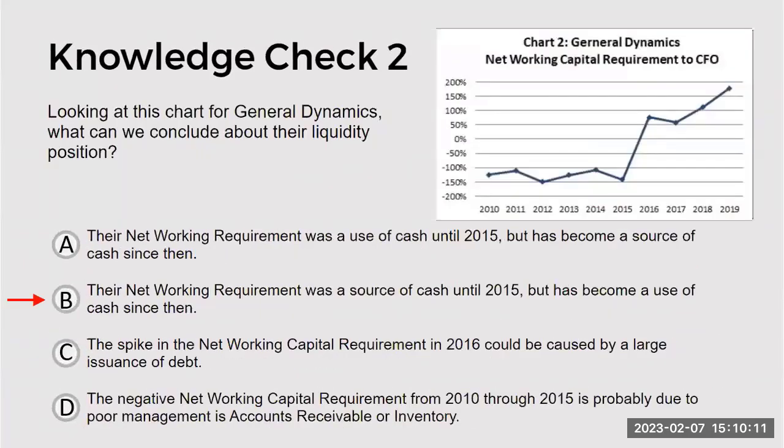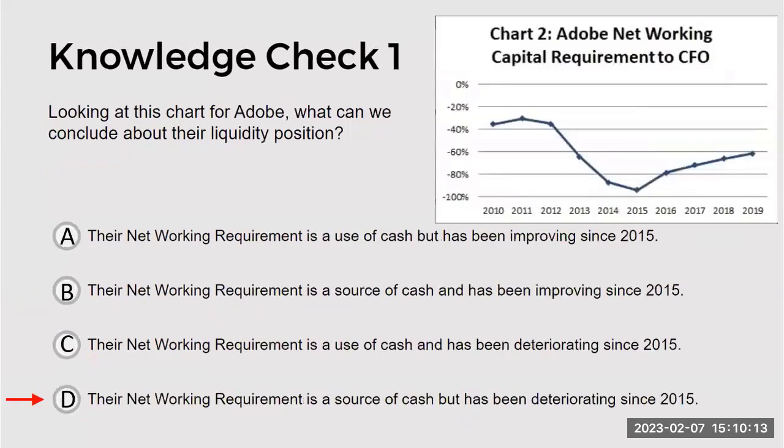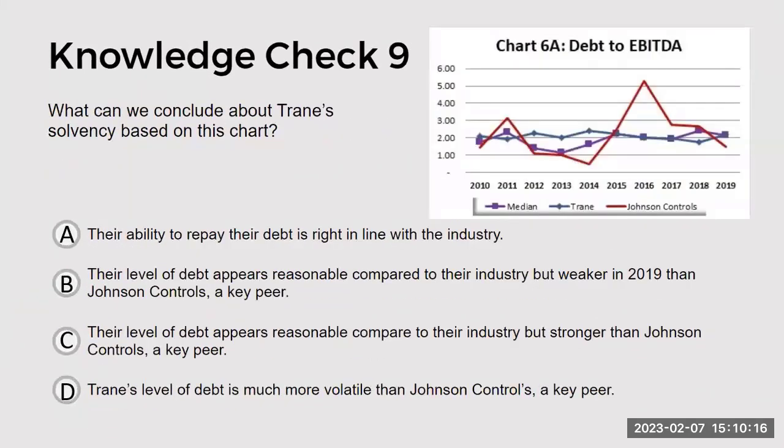All right. How are y'all doing on that one? All right. Not so well on that one. Okay. Debt to EBIT. Now, debt to EBIT is not ability to pay debt. It's the level of debt. So you can kick out A. So their level of debt appears reasonable compared to the industry. So that does seem reasonable. Seems like it's right in line with the industry, doesn't it? Their level of debt appears reasonable compared to the industry, but weaker in 2019 than Johnson Controls.